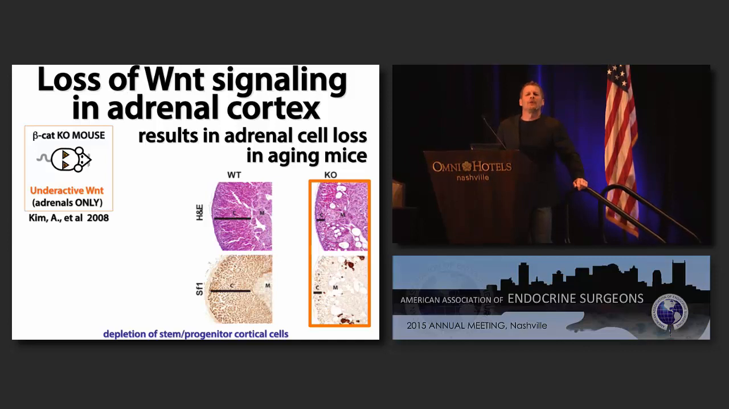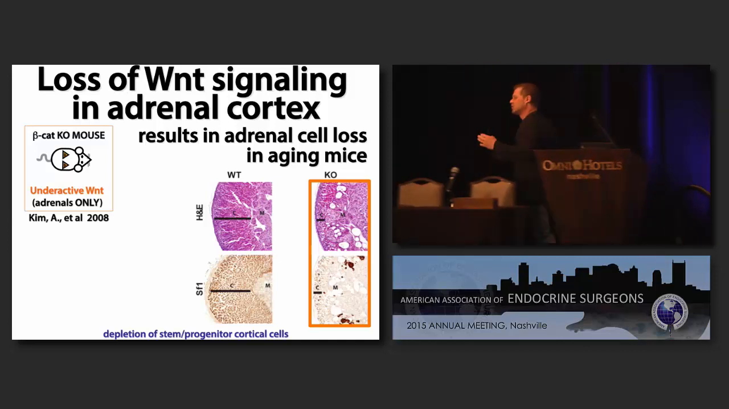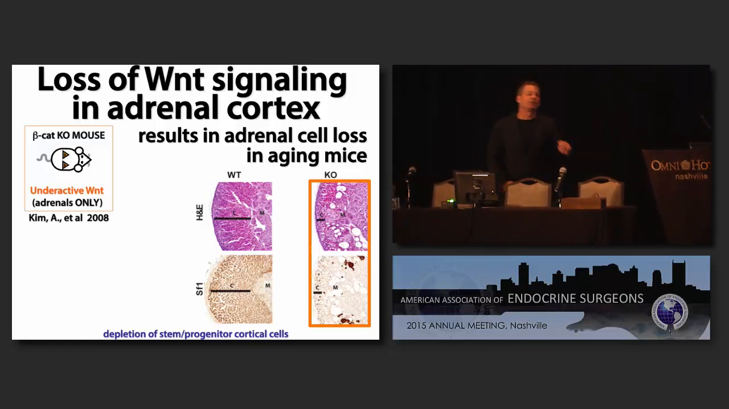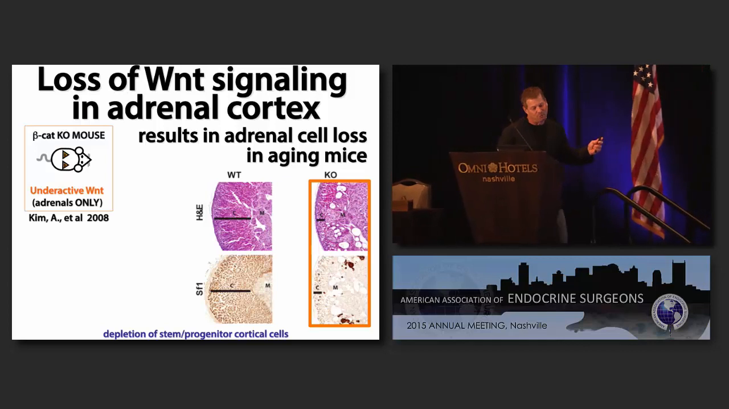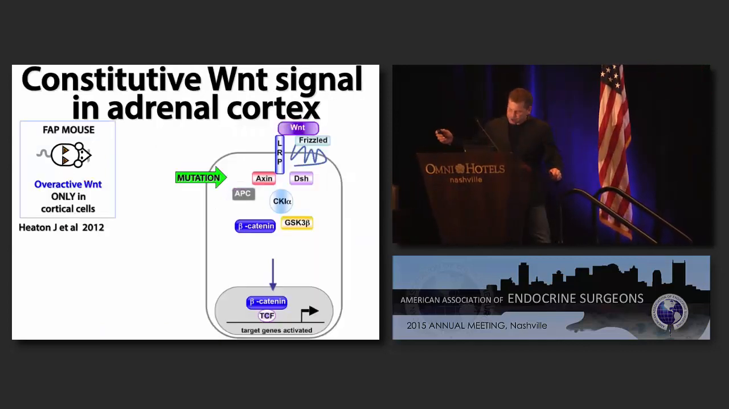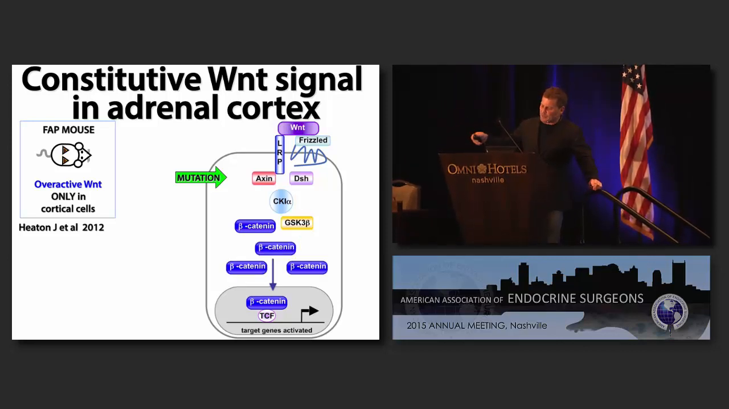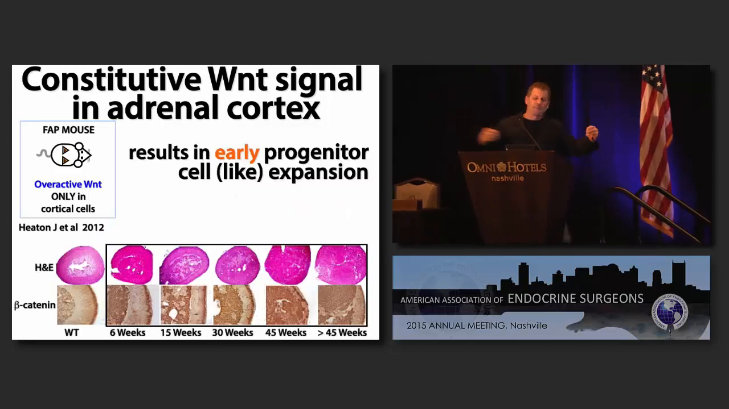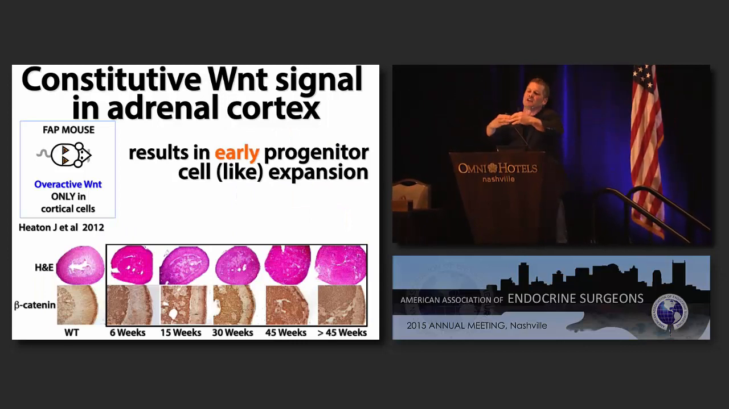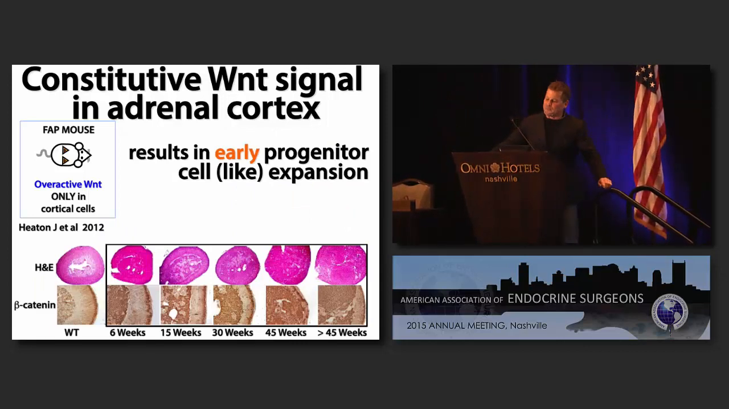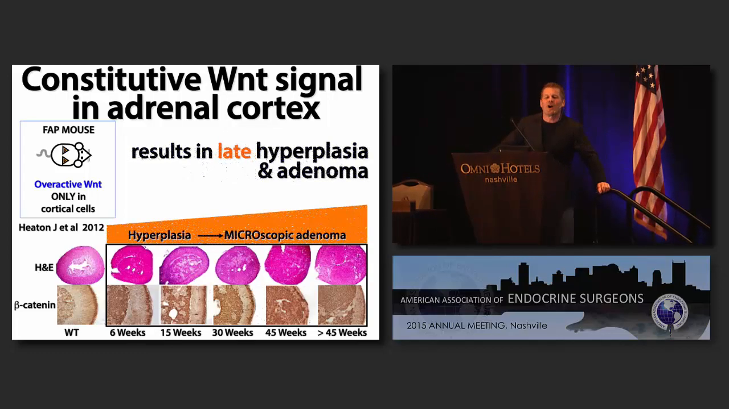What if you do the reverse? What if you make a mouse and you make the Wnt pathway constitutively active and on only in the adrenal cortex? Well, we hoped we would just see enhanced regeneration. Well, we made that mouse. Ferdows Barlas car, an MD-PhD student in the lab, did that. And when he made the Wnt pathway constitutively active, we didn't just see enhanced regeneration. We saw, curiously, when you do this, progenitor cell expansion. Those progenitor cells expanded, kept on expanding, and we saw hyperplasia and ultimately adenoma formation in the adrenal cortex, presumably from these progenitor cell clusters.